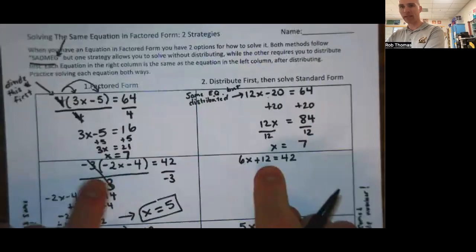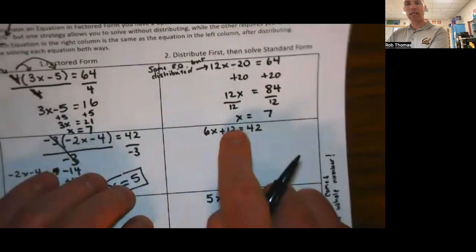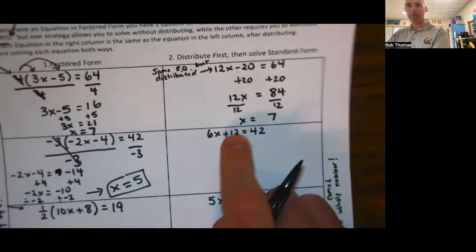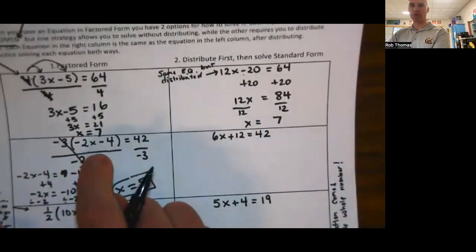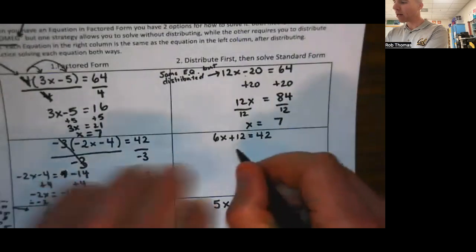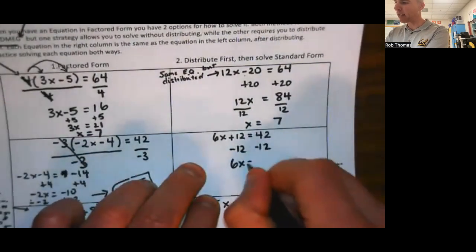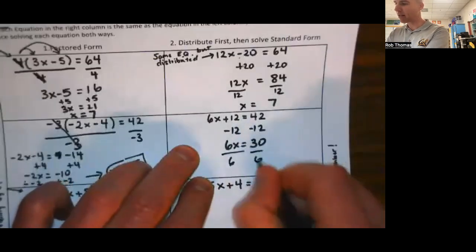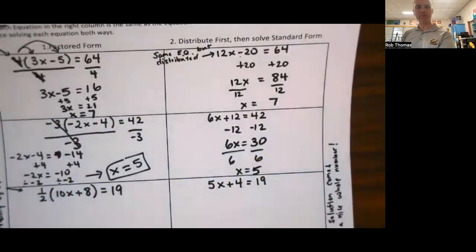That's the idea, because this here, 6x plus 12, is the same as if you distributed the -3 through these parentheses. And so these ones seem a little bit easier to solve, but you got to remember that you can only get to this if you distribute this one first. So there's that extra step there. I subtract 12 from both sides, and I get 6x equals 30. And then I divide both sides by 6, and I get x equals 5.